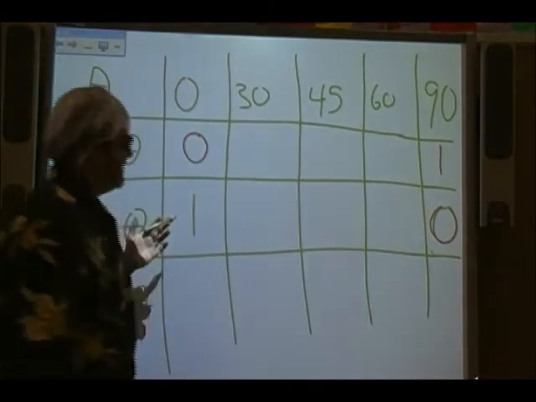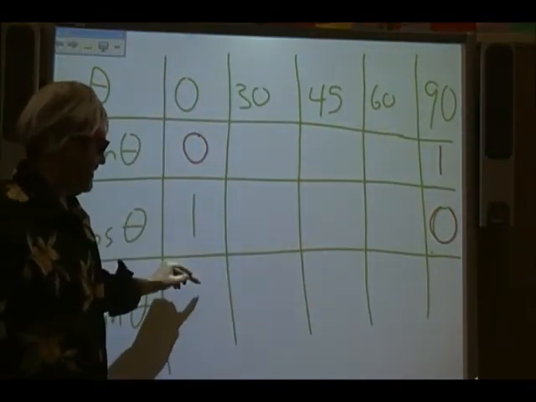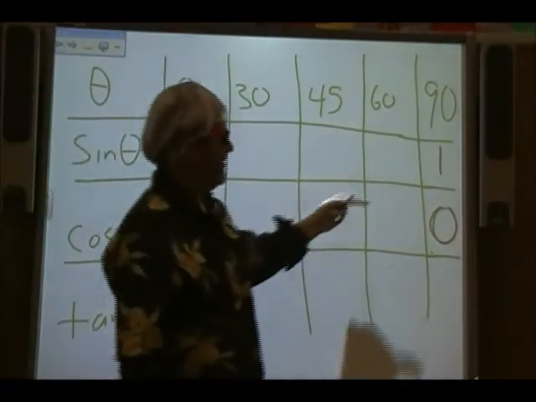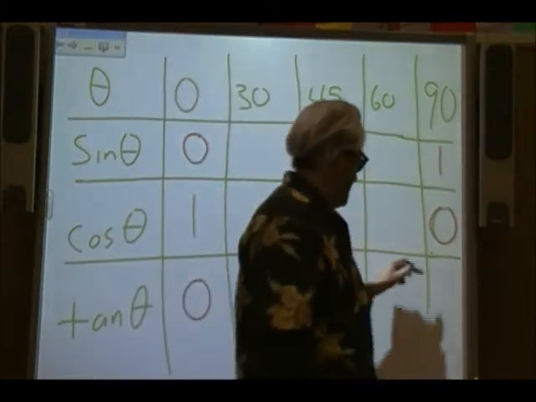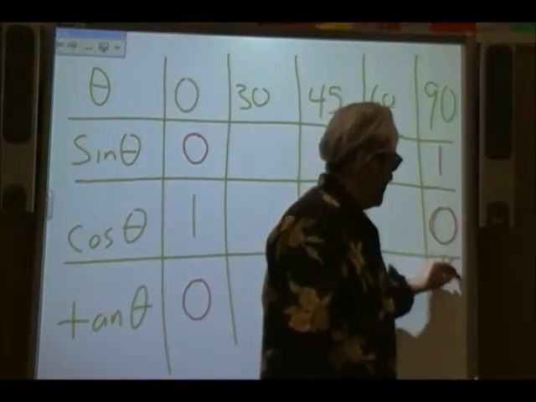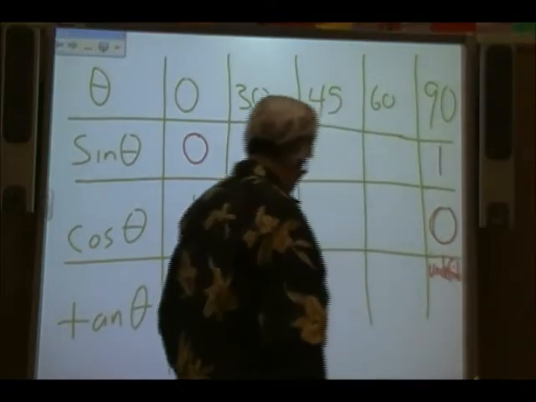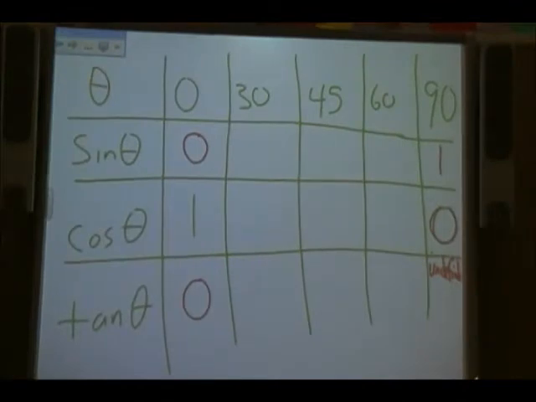Now tangent is just defined as sine over cosine. So if you divide 0 over 1, you get 0. And if you divide 1 divided by 0, it's undefined. So this is undefined. Just write the word undefined.